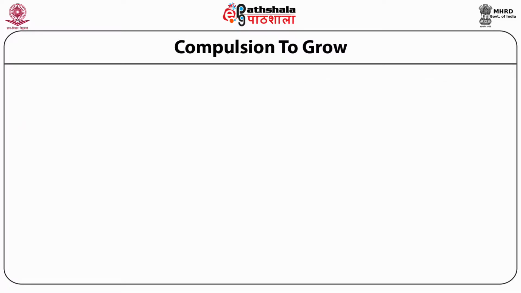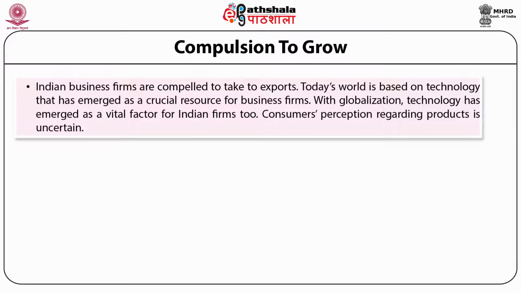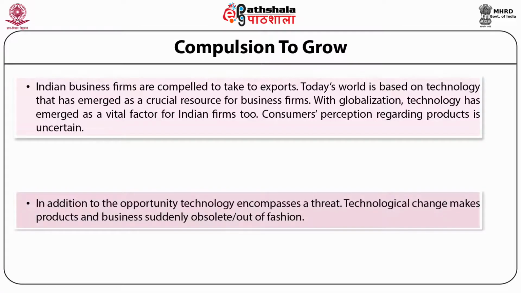Compulsion to grow. Indian business firms are compelled to take to exports. Today's world is based on technology that has emerged as a crucial resource for business firms. With globalization, technology has emerged as a vital factor for Indian firms too. Consumers' perception regarding products is uncertain. In addition to the opportunity, technology encompasses a threat. Technological change makes products and businesses suddenly obsolete or out of fashion.